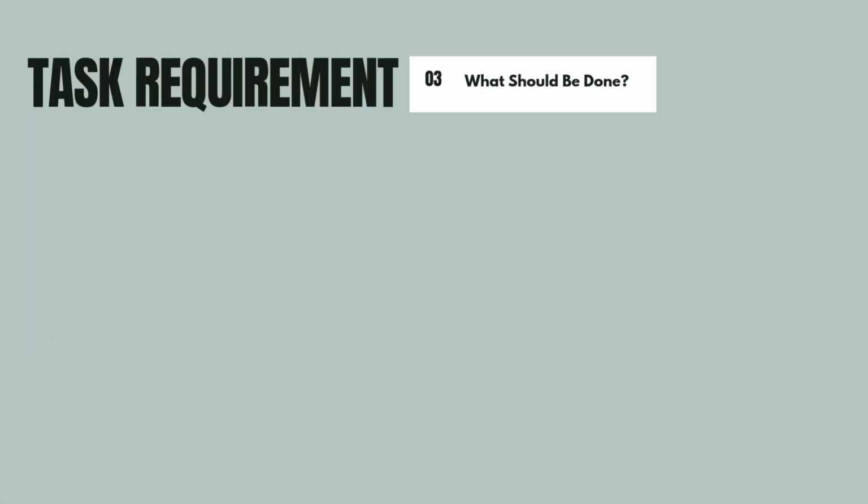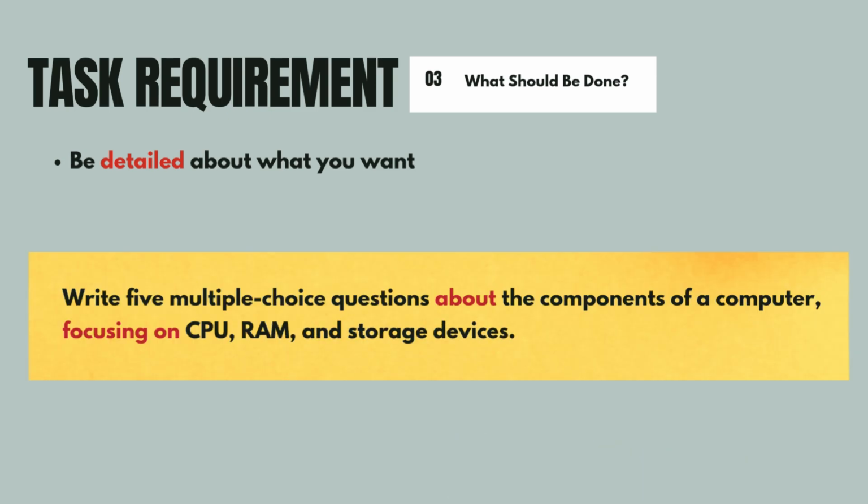Third, task requirements. Tell the AI what should be done. Be clear and detailed about what you want, including any topics to focus on. In this example, we provide the requirement for the task, which is that the questions should focus on CPU and storage device.